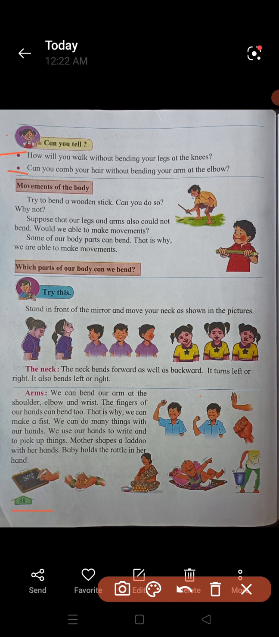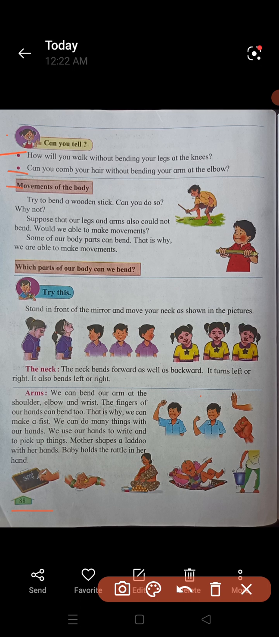The first one we have: how will you walk without bending your legs at the knees? The normal walking gait for a human includes bending the knees. It would be highly difficult to walk without bending our knees. The next one we have: can you comb your hair without bending your arms at the elbow? So, we cannot do any movements of arms or legs easily without bending the limbs at the joints such as a knee or elbow.